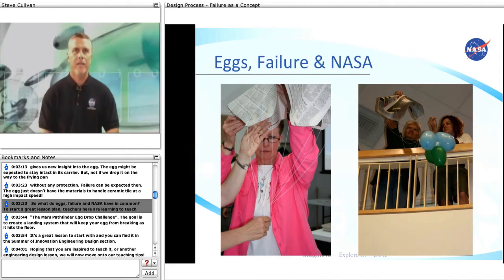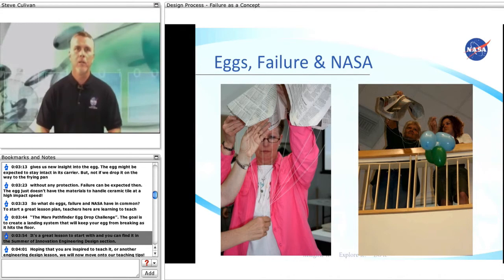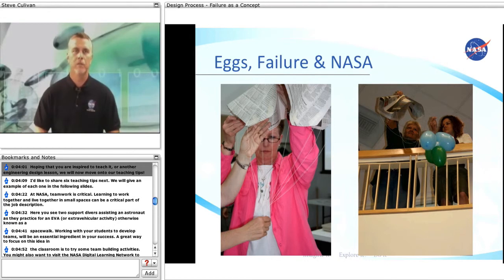So what do eggs, failure, and NASA have in common? To start a great lesson plan, teachers here are learning to teach the Mars Pathfinder Egg Drop Challenge. The goal is to create a landing system that will keep your egg from breaking as it hits the floor. It's a great lesson to start with, and you can find it in the Summer of Innovation Engineering Design section. Hoping that you are inspired to teach it or another engineering design lesson, we will now move into our teaching tips.